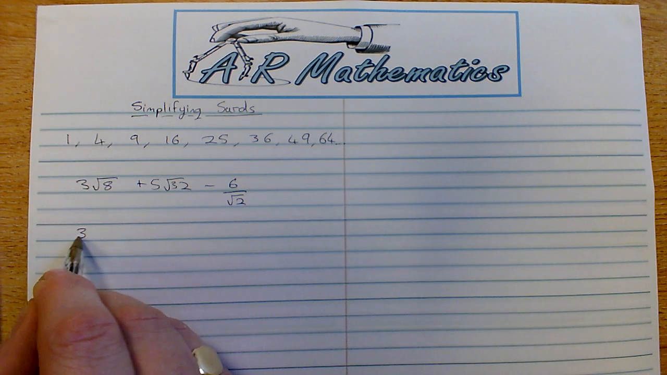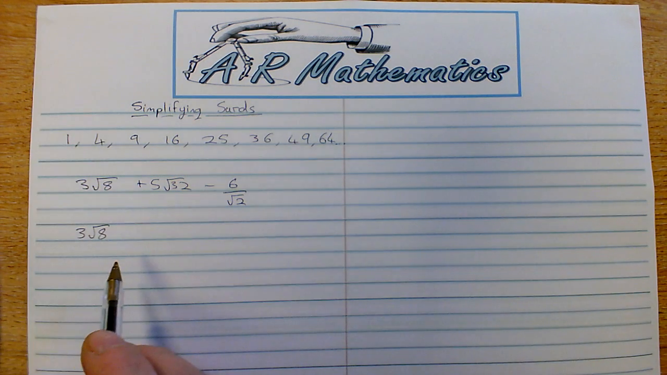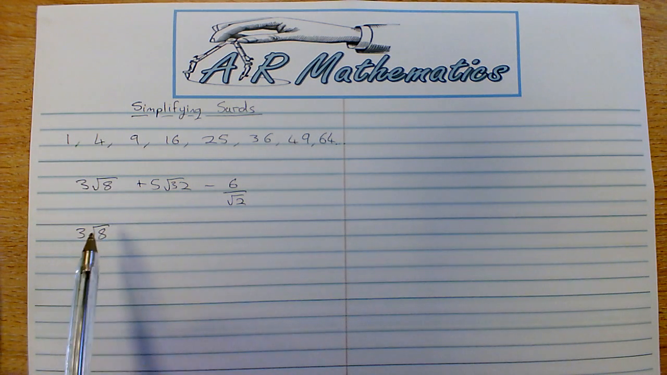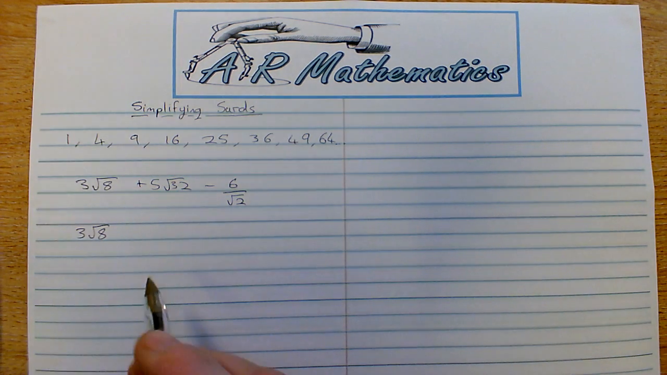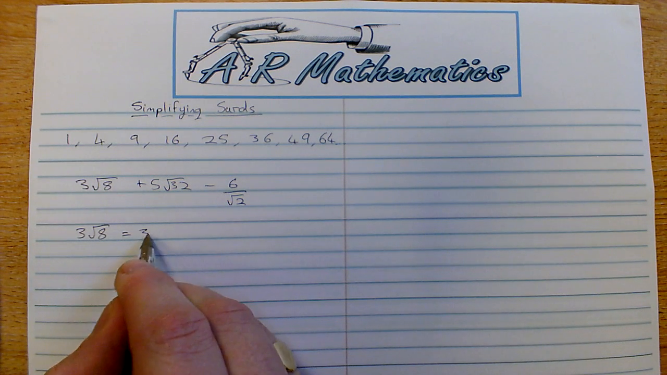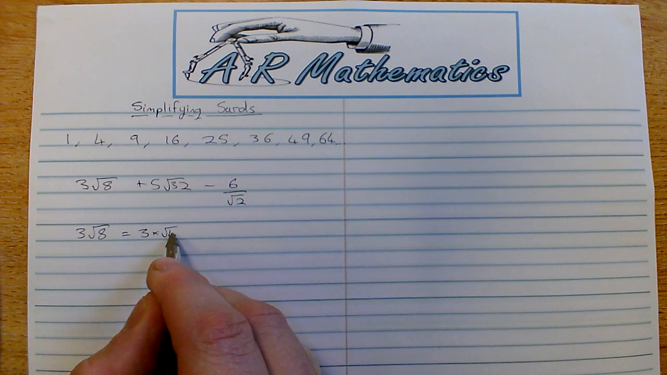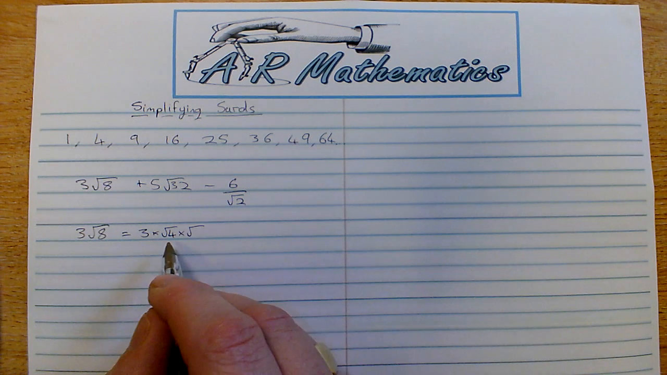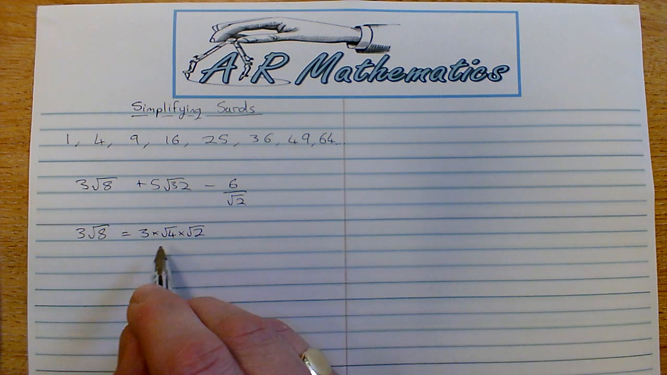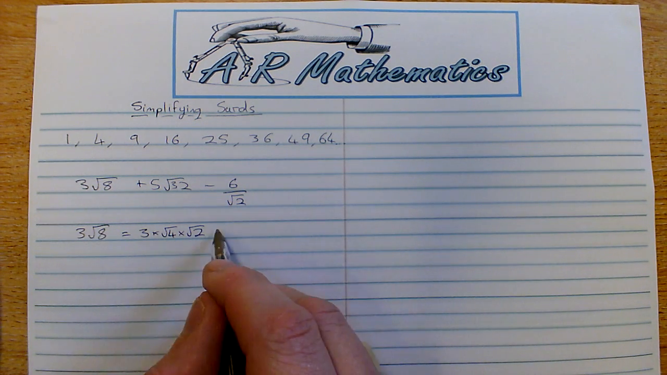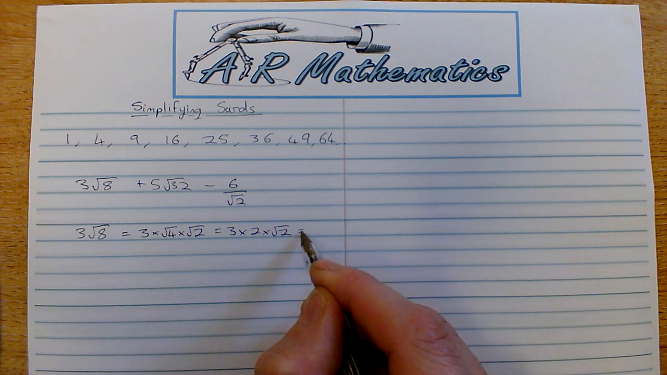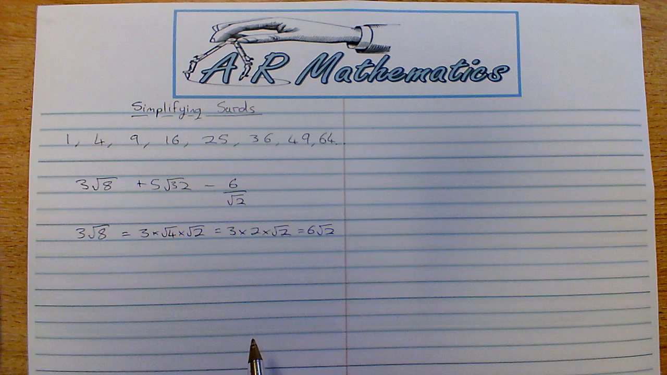So I'll start with the 3 root 8, and what I'm going to do is have a look at the number under the square root sign and see if there's a square number that is a factor of it. So you can see that 4 is a factor of 8, so this can be written as 3 lots of root 4 times root 2. Now because we know that root 4 is 2, this is now 3 times 2 times root 2, which is 6 root 2.